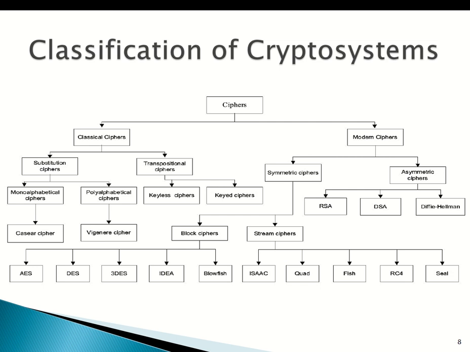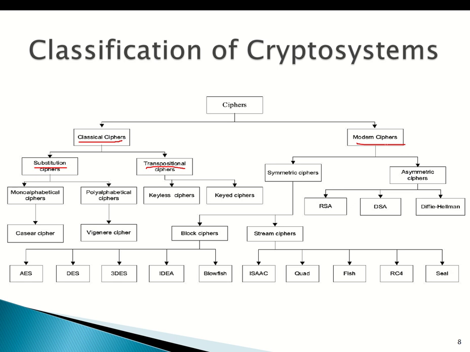If we want to classify them in a hierarchical way, you can say the ciphers are either classical or modern. The classical has two ways: substitution and transposition. In substitution, we have monoalphabetic or polyalphabetic ciphers, and this is an example of it. Or we have transposition, which is a keyless cipher or a keyed cipher. We'll take two examples as well.